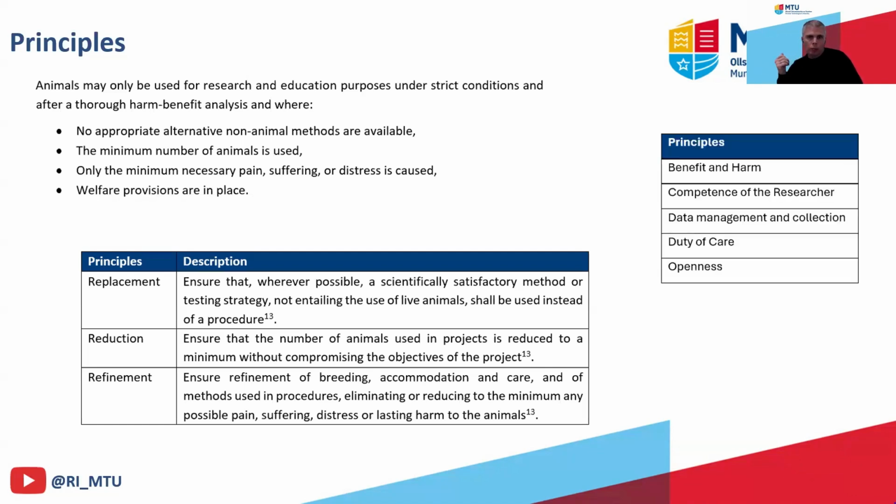Along with the 3 R's as principles, we also look at the principles of the benefit and harm balance, the competence of the researcher engaging with the research, appropriate data management and collection, and an appropriate duty of care. And then there's openness, around the procedures being used. Sorry, I should be careful with the word procedure, and I'll talk about that in a moment. But the appropriate openness around the methods actually being used, and about dissemination of outputs afterwards.